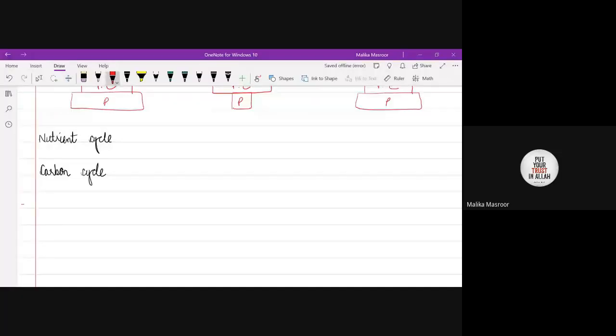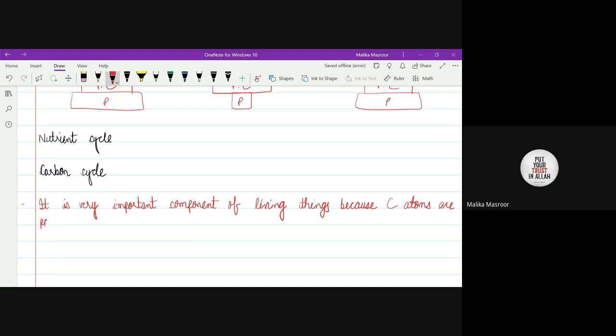Firstly, one thing I want to add is that carbon is a very important component of living things, because carbon atoms are part of the molecules of carbohydrates, fats, and proteins.